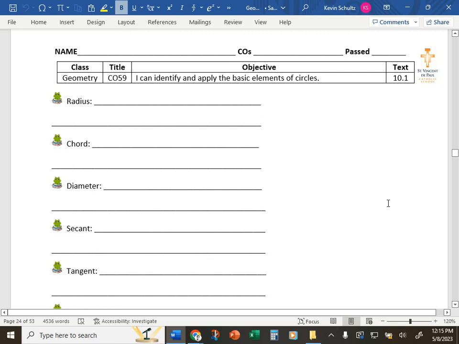Geometry. We start our unit on circles, which is CO59. And there's so much more to circles than you ever thought existed. We're going to learn about all the definitions, all the terms that have to do with circles. We're going to learn about the different properties and characteristics. We're going to graph circles on the coordinate plane. So much to do with circles. It's like the unit will never end.